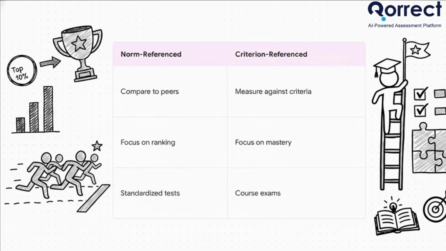But on the flip side, we have criterion-referenced assessments. Now, these measure a student against a fixed set of standards or defined criteria, like a proficiency exam. In this case, it doesn't matter what the rest of the class scored. It literally only matters if that one individual student mastered the specific learning outcomes. Both are fundamental to academic evaluation, but they serve completely different strategic purposes.